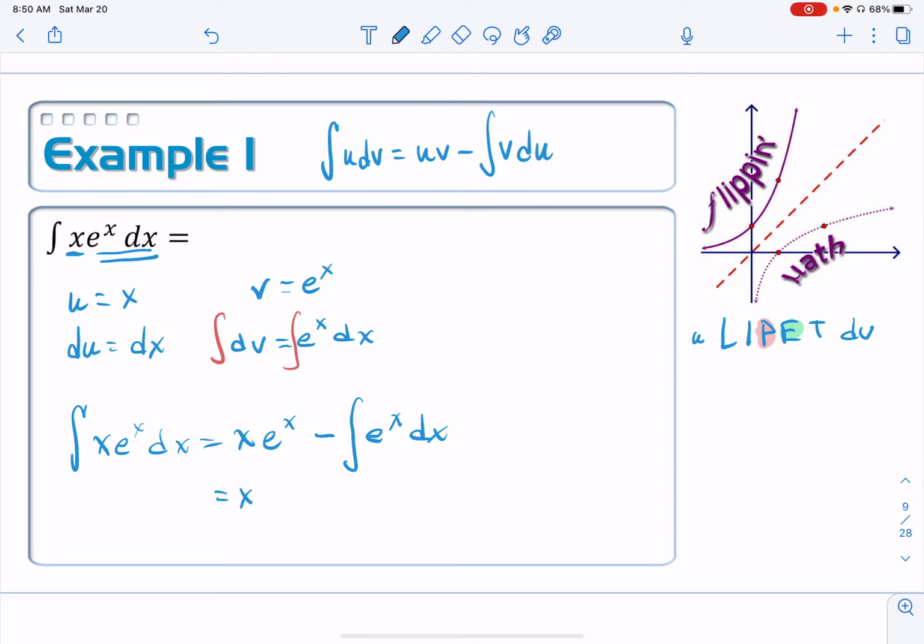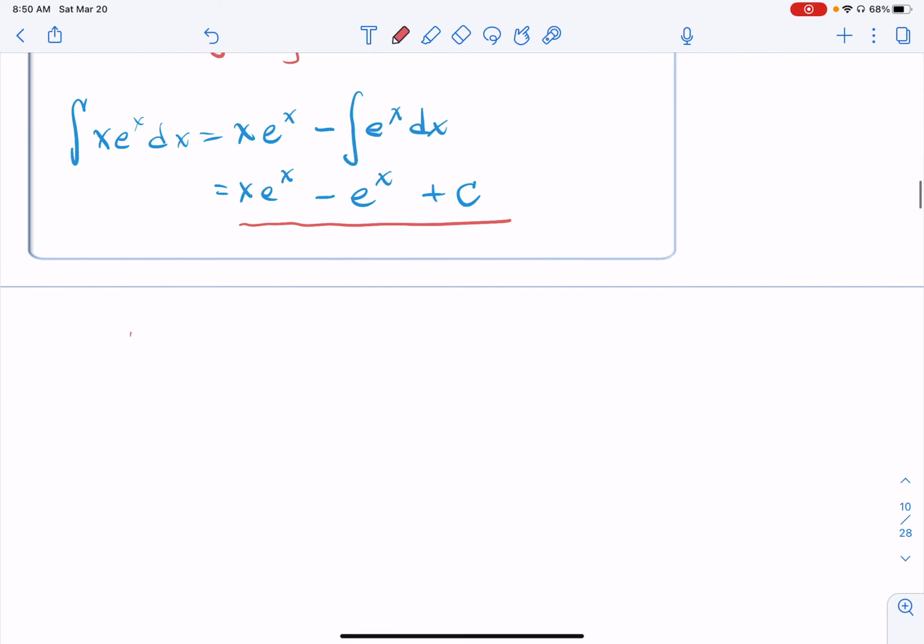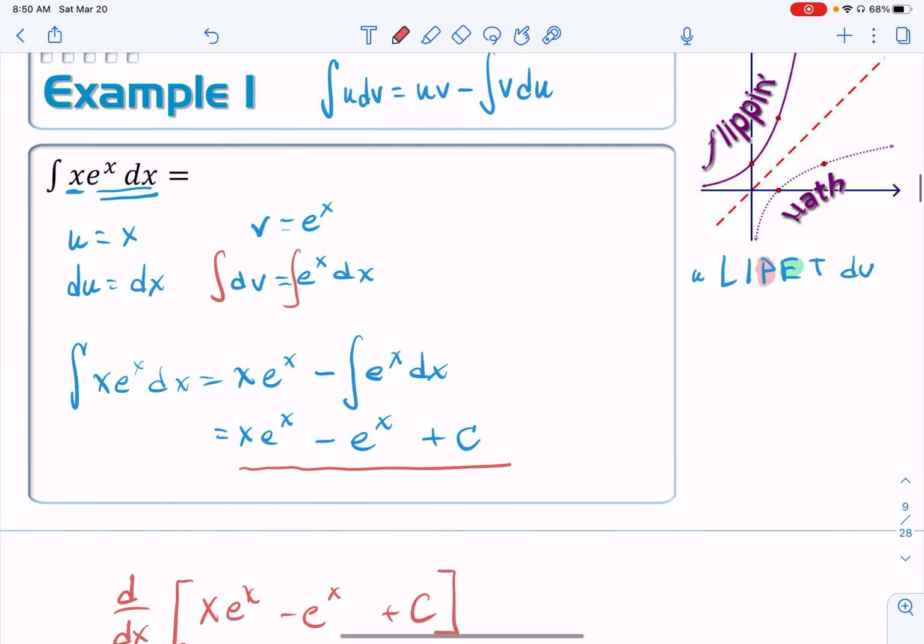So I have, just bringing the first part down, x e to the x minus, now the antiderivative of e to the x is just e to the x. And since we did take an antiderivative, we'll go ahead and throw in a plus c. Hey, remember when we first learned to take antiderivatives? What is the technique to check to see if we got this right? It's to find the derivative. So let's take the derivative with respect to x of exactly what we had, which is x e to the x minus e to the x, and then plus c. Let's take its derivative and confirm that this is what it should look like when we're all done, okay?